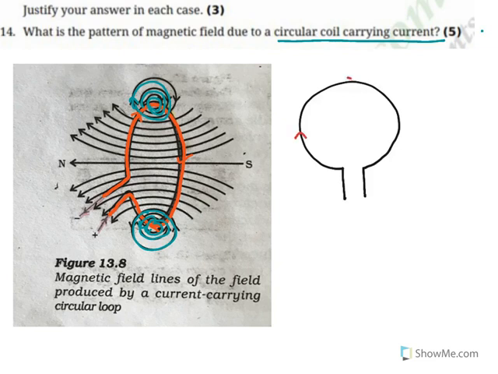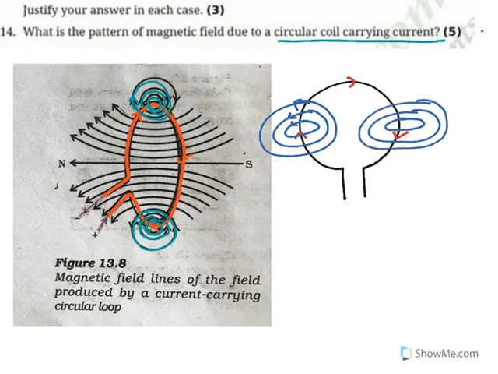So once again, this is a circular coil where the current is flowing in the clockwise direction. By using the right hand thumb rule, we find the current will be anti-clockwise here, while the magnetic field on this side will be clockwise. We use the right hand thumb rule.